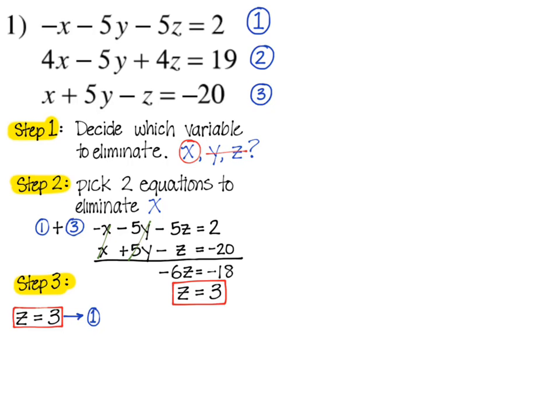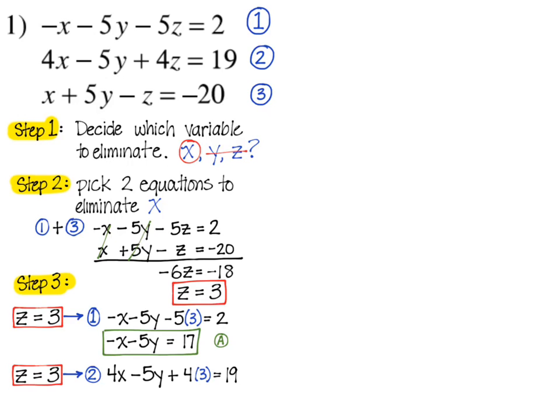And so it doesn't make any difference which ones. I already used equations 1 and 3, so I'm going to use equations 1 and 2. And starting with equation 1, I'm going to plug in that 3 and simplify. And now I see that I have an equation with two variables. I will call that equation A. I'm going to do the same thing, substituting the z equals 3 into equation number 2, and then simplify that. I have a different equation with two variables. I will call that equation B.